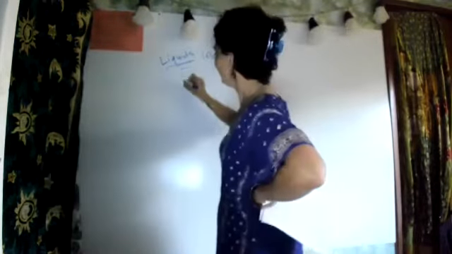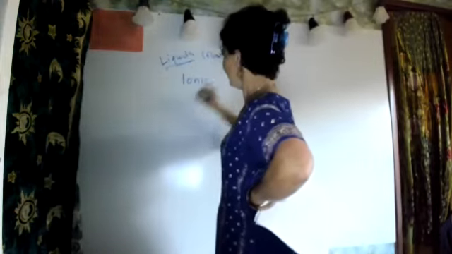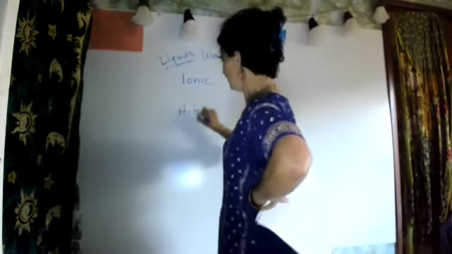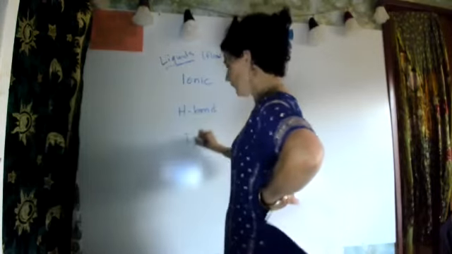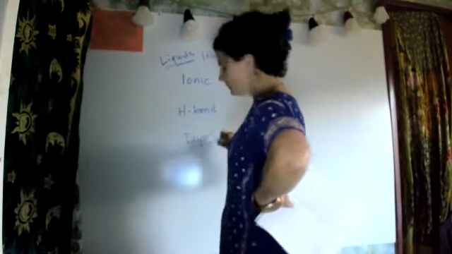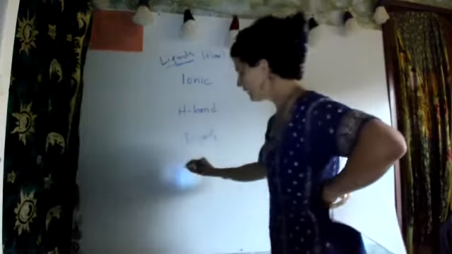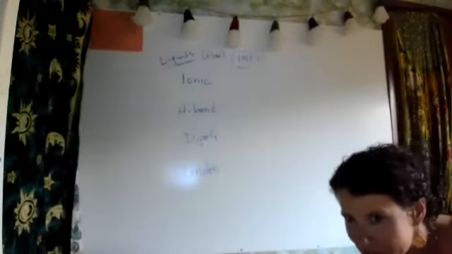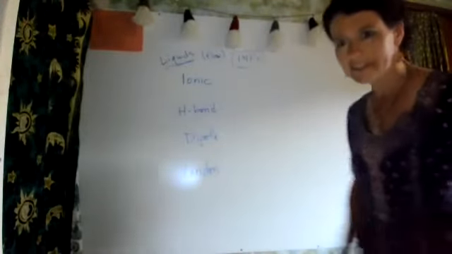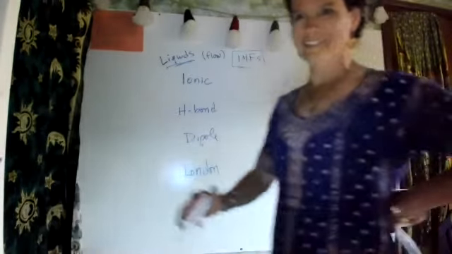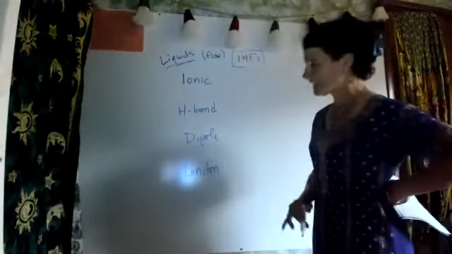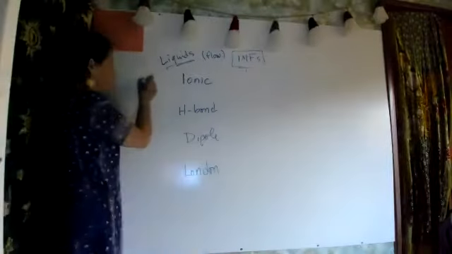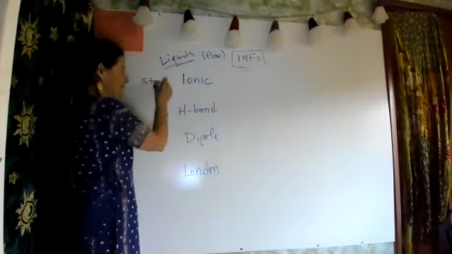Since we're going to get to water, the four types are ionic, H bond, dipole, and then the fourth one has four different names. Right now, I'm going to call it London. Can you guys see the screen, or is there glare? We're okay? Okay, so ionic, H bond, dipole, and London. This goes from the strongest to the weakest.